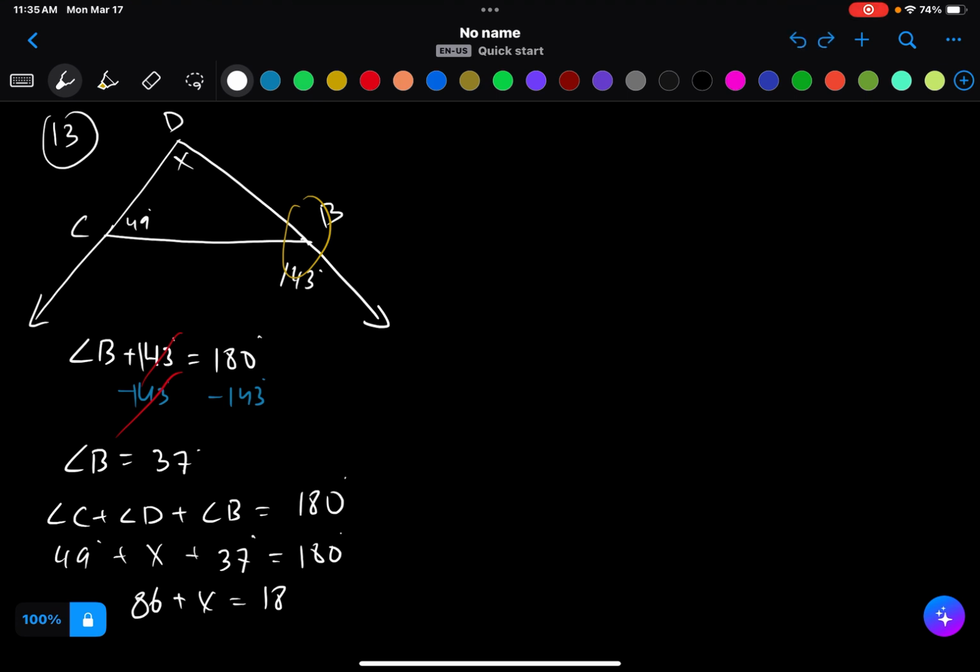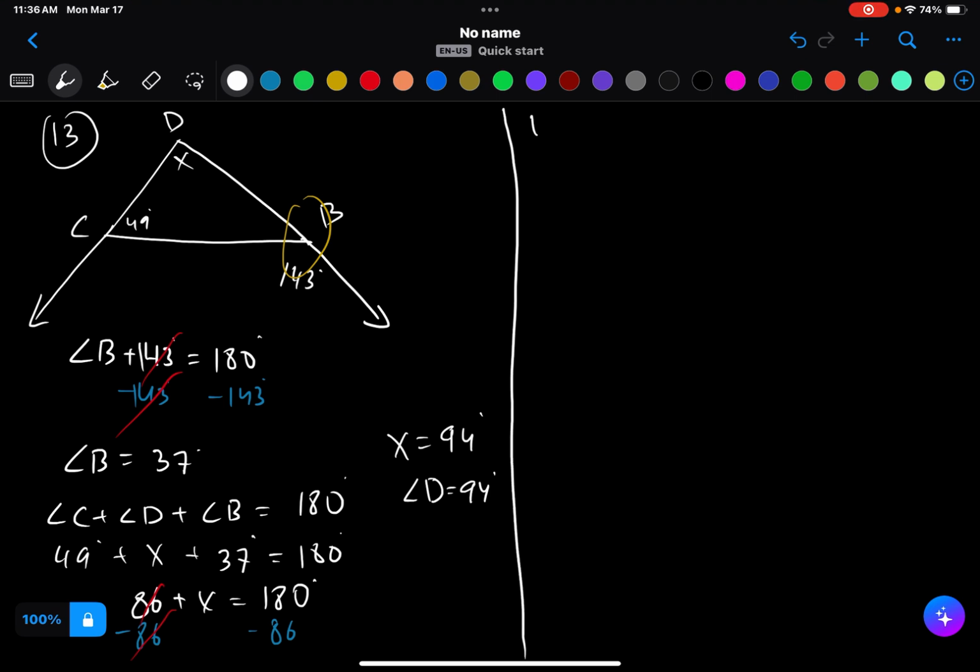No, that's a horrible 0. So then all I need to do is subtract 86 from both sides. So these are gone here. And I know that X is going to be 94 degrees, which means our missing angle D is 94 degrees. So that is number 13.